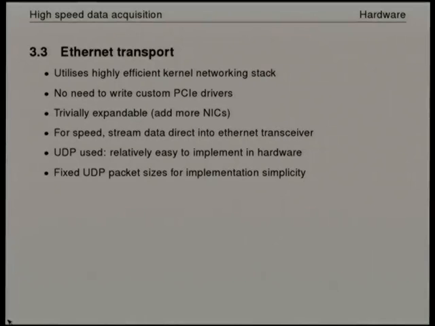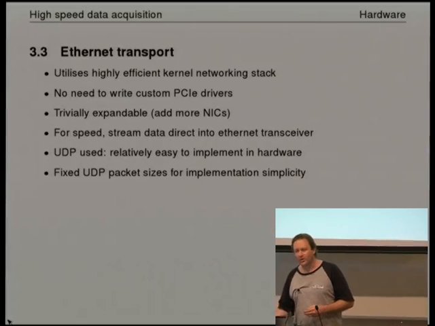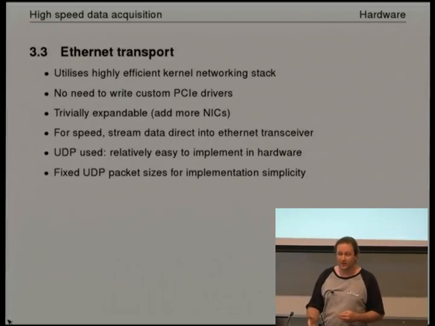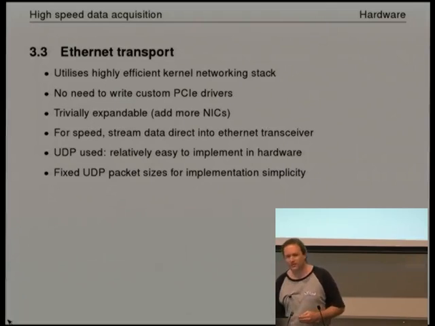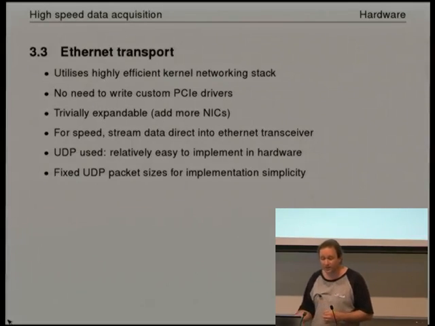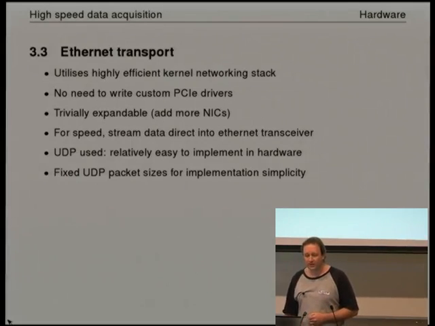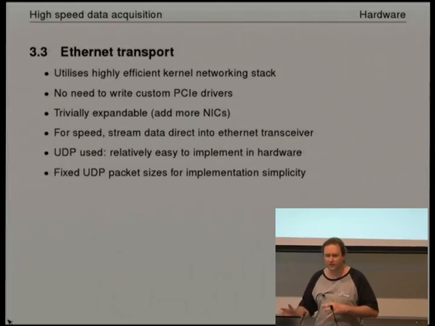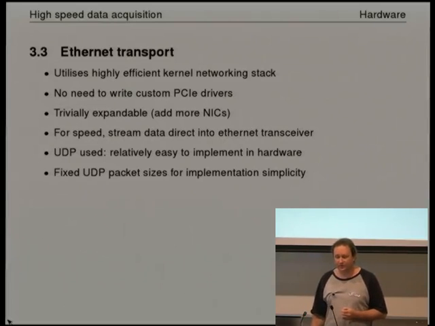So, yeah, the reason we chose Ethernet transport is that the networking stack is already highly efficient, so we don't have to spend time reinventing the wheel trying to work out how to efficiently get data into the system. Alternative methods could involve custom plug-in PCI cards, but then we'd have to write our own custom drivers for those PCI devices, which are doing essentially the same thing that the network drivers are. I've mentioned the expandability. We can add more NICs, we can add more switches into the system, and effectively we don't have any development work on that.